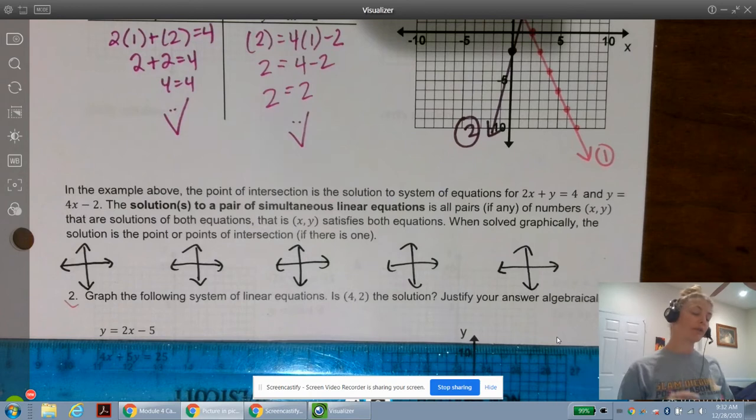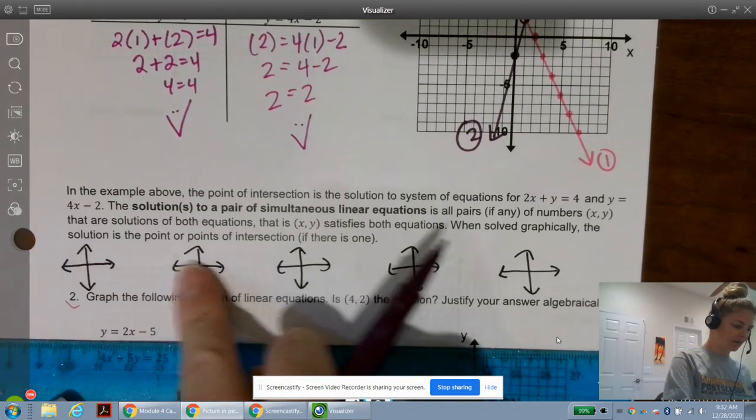The solution or solutions to a pair of simultaneous linear equations is all pairs, if any, of numbers x comma y that are solutions to both equations. That is, x comma y satisfies both equations, and when solved graphically, the solution is the point or points of intersection if there is one.